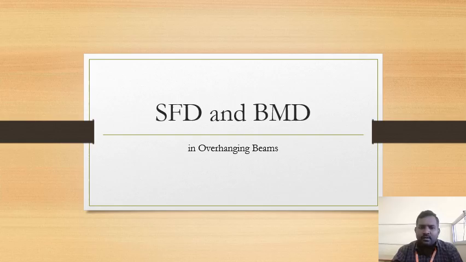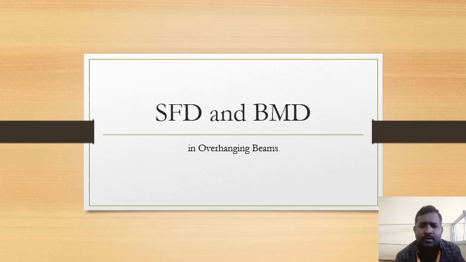Since that has been completed in the previous lecture classes, now we are going to see how to plot the shear force and bending moment diagram in overhanging beams. First of all, we should know what an overhanging beam is. An overhanging beam is a beam extended beyond the support. In this we are going to determine the distribution of the shear force and bending moment.